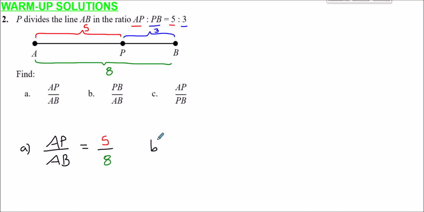For part B, PB over AB, from P to B is 3 units, and like I mentioned before, from A to B is going to be 8 units. And finally, for part C, where we have AP over PB, from A to P, again we can see that's 5 units, whereas from P to B is 3 units. And so A, B, C is 5/8, 3/8, and then 5/3 respectively.